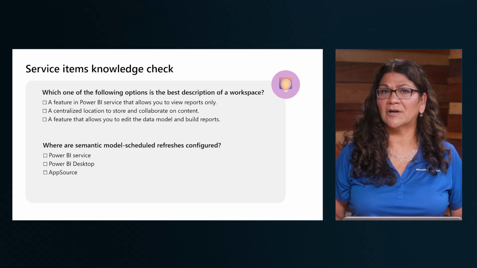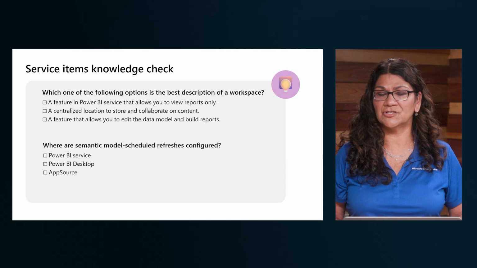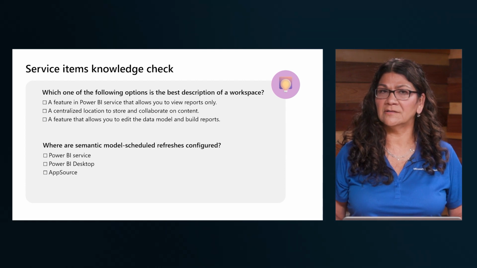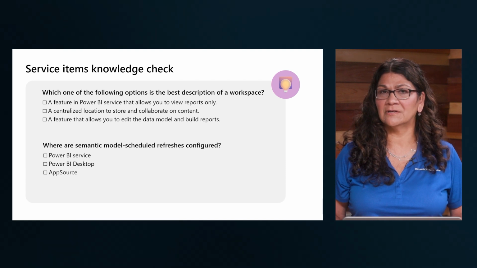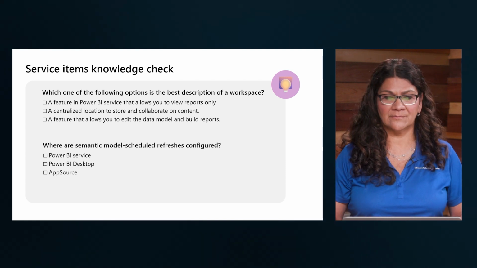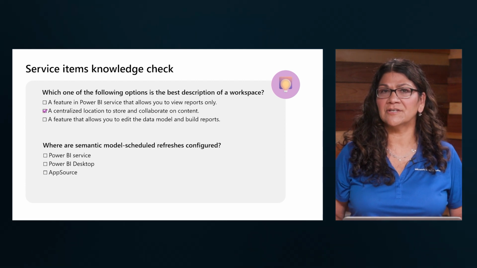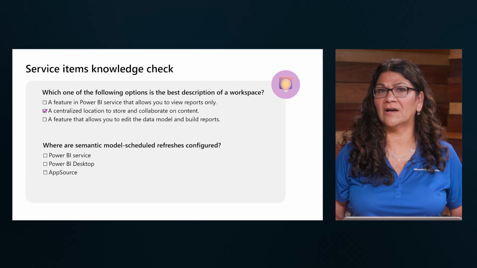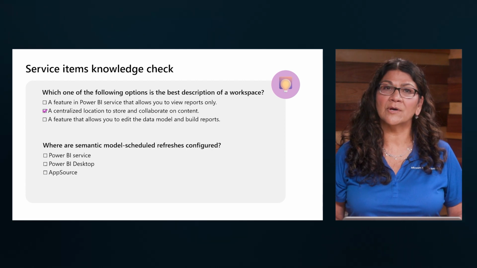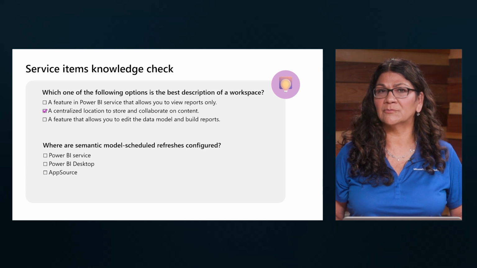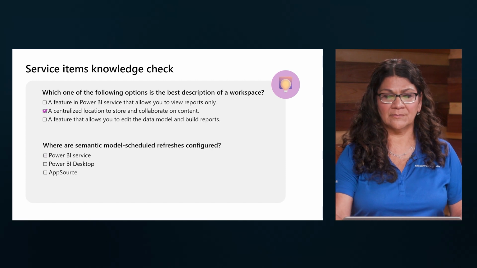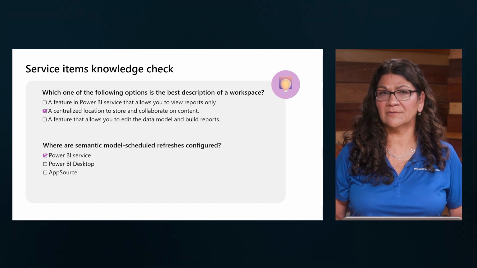Now it's time for our service items knowledge check. Question 1. Which of the following options is the best description of a workspace? Answer. A centralized location to store and collaborate on content. Question 2, where are semantic models scheduled refreshes configured? Answer, Power BI service.